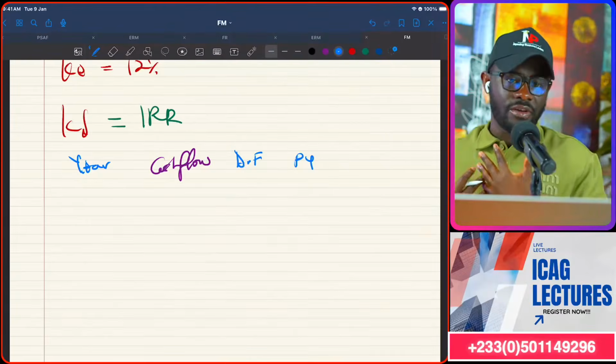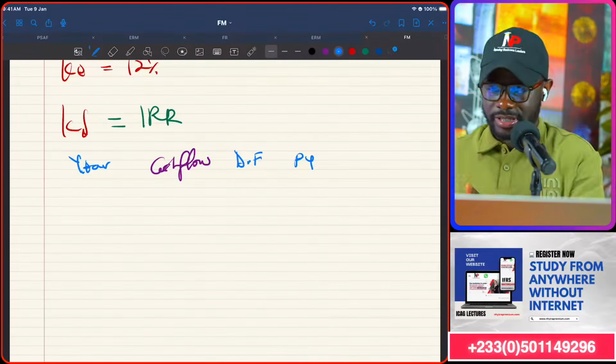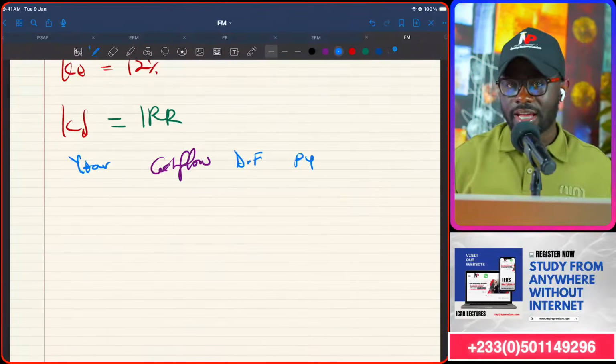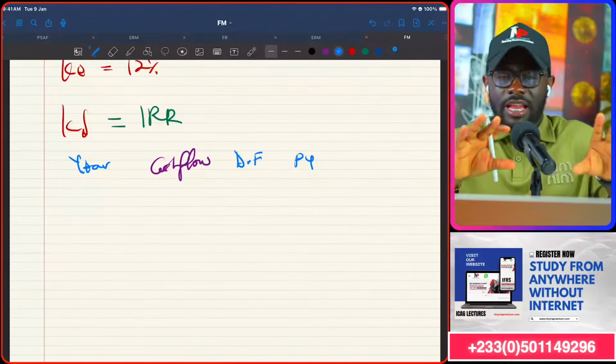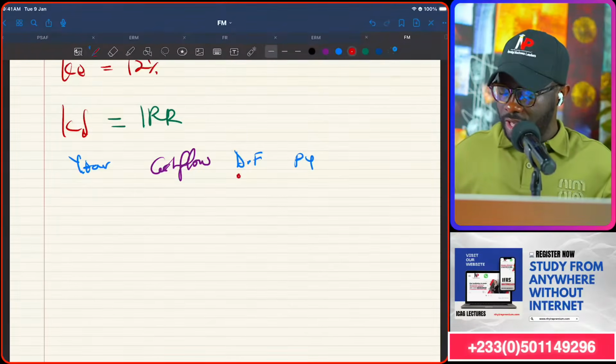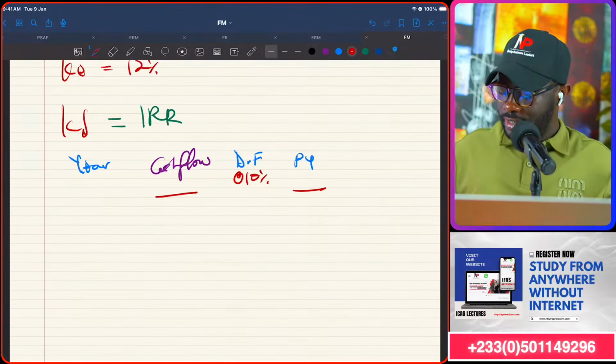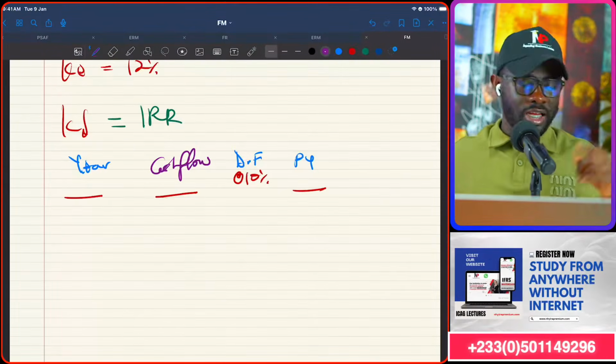And then you do the first workings. After that, you make the decision: if it is positive, then you increase the rate. If it is negative, then you reduce the rate. So it's like a trial and error journey here. So maybe we will do the first one with 10%. All right. So let's bring in our cash flow.